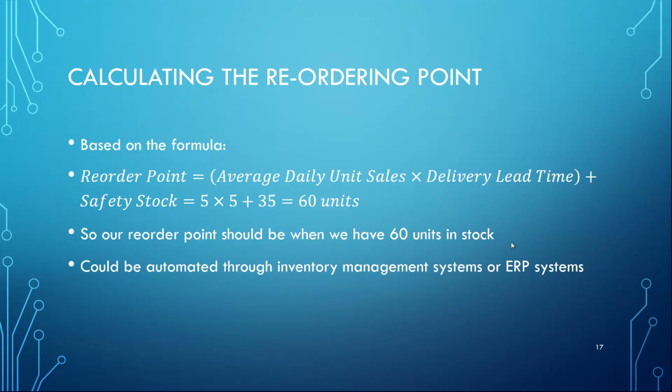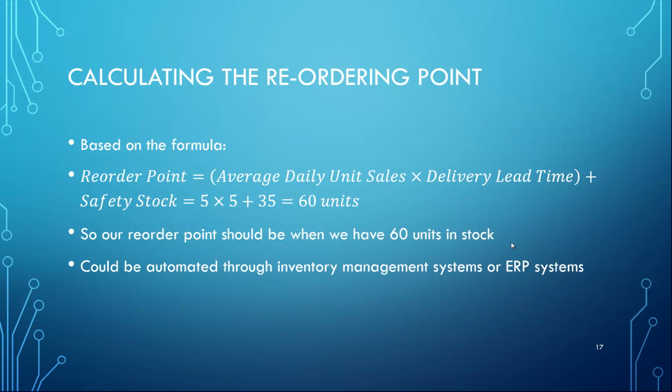Based on the formula, the reorder point is equal to the average daily unit sales multiplied by delivery lead time plus safety stock, which is 5 times 5 plus the 35, and that is equal to 60 units. So our reorder point should be when we have only 60 units in stock. Once I reach 60 units in stock, I need to reorder. How many do I need to reorder? That's what we are going to learn in a later chapter. But for now, once I see 60 in inventory, then I need to reorder.